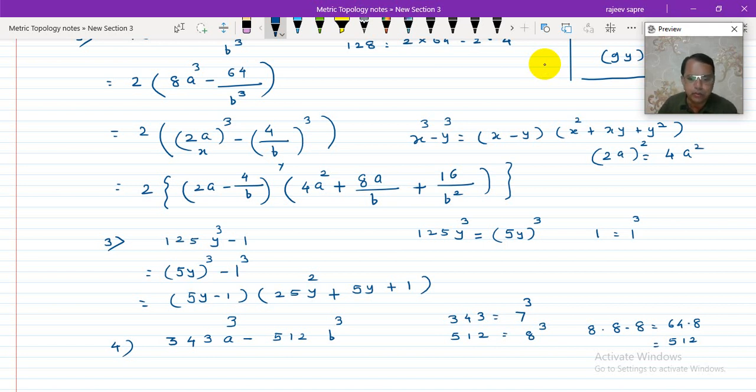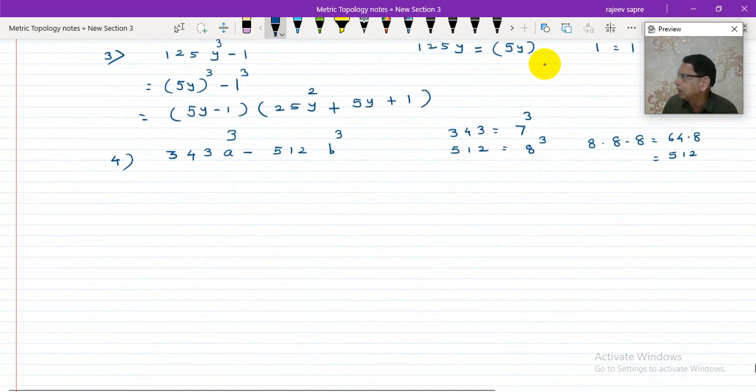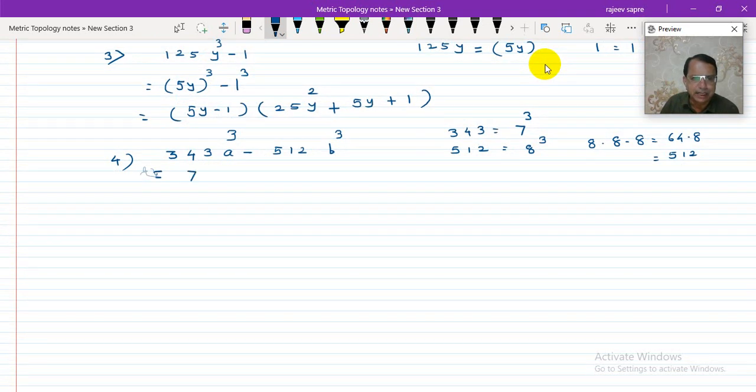So 343 a cube minus 512 b cube, you can write this as 7a cube minus 8b cube. 512 is cube of 8, so it is 8b bracket cube. So it is a cube minus b cube type you have got. So now it's x cube minus y cube.